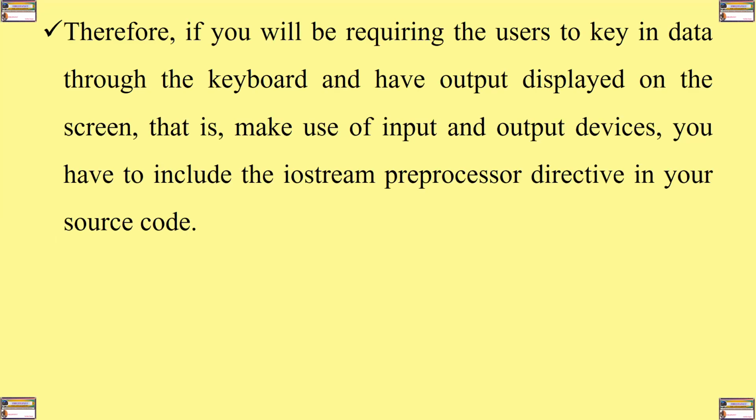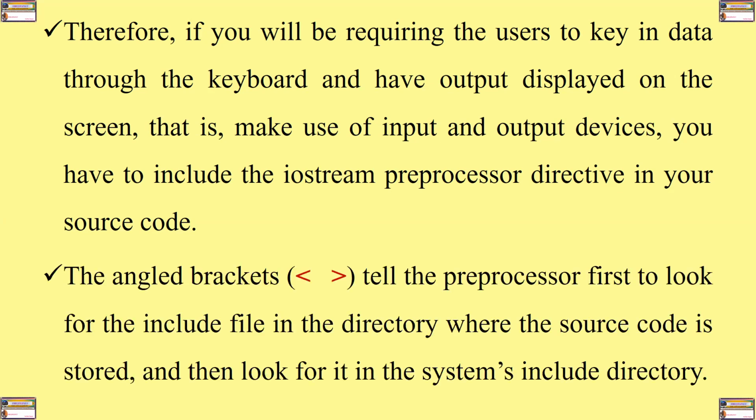Therefore, if you will be requiring the users to key in data through the keyboard and have output displayed on the screen, that is, if you want to make use of input and output devices, just as I have said, you have to include the iostream preprocessor directive in your source code. So the angled brackets tell the preprocessor first to look for the include file in the directory where the source code is stored, and then look for it in the system's include directory.